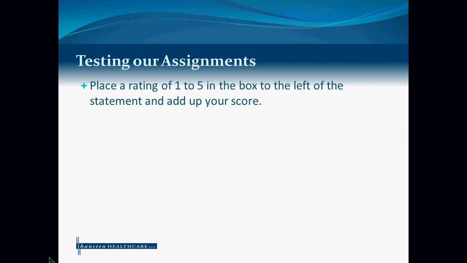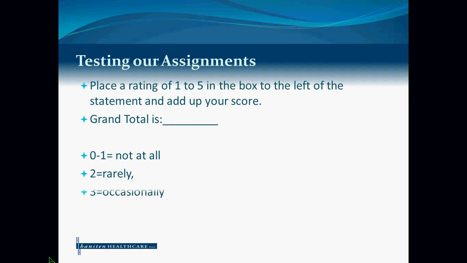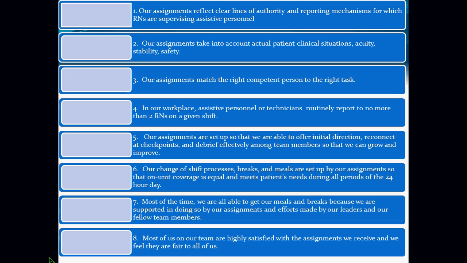And the box to the left of the statement in the 0 to 1 is not at all, 2 is rarely, 3 is occasionally, 4 is yes most of the time, and 5 is all of the time, so that you can find out how well you're doing with your assignments as they stand. So we'll give you a few minutes to do that, and you can pause the webinar.